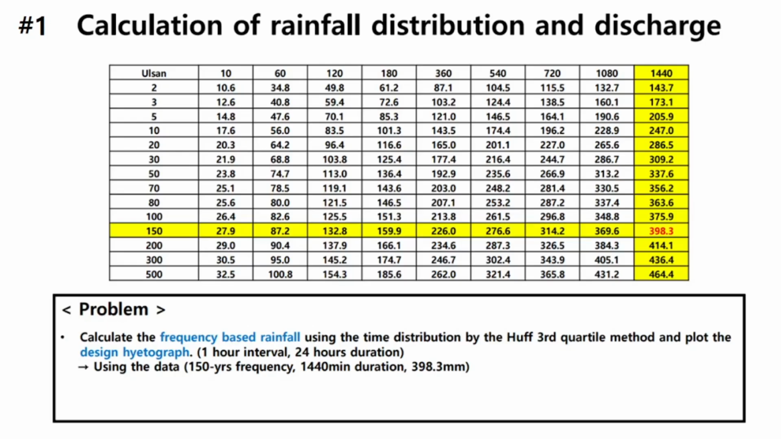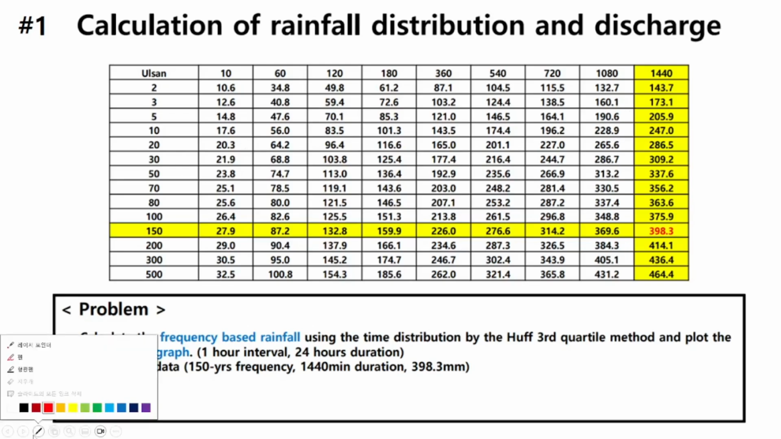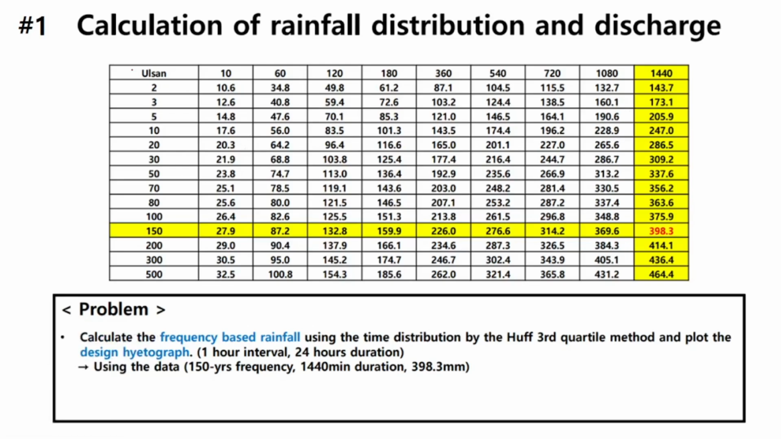So this is a table for a Ulsan station, and it shows the name of the station here, and then from here to here is the frequency. So it's 2 years frequency, 3 years frequency, 5 years frequency, and so on. So it means how long it takes for rainfall to happen again within a certain amount of years.